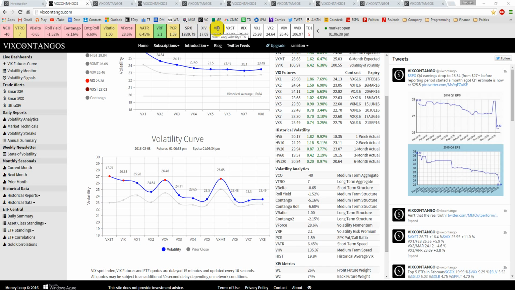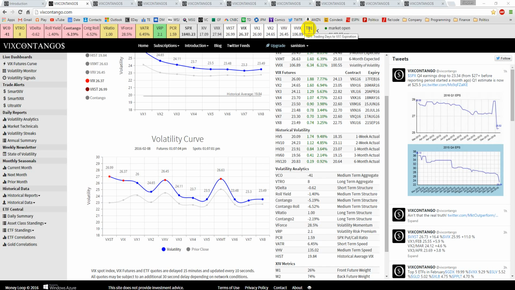ETN, the XAV, the long volatility ETN, the VXX, and some CBOE VIX volatility indices such as the VXST, 1 week expected volatility, the VIX, 1 month expected volatility, the VX1, the front month VIX future, VX2, the second month VIX future, the VXV, the 3 month expected volatility, and the VVIX, the VIX volatility index.